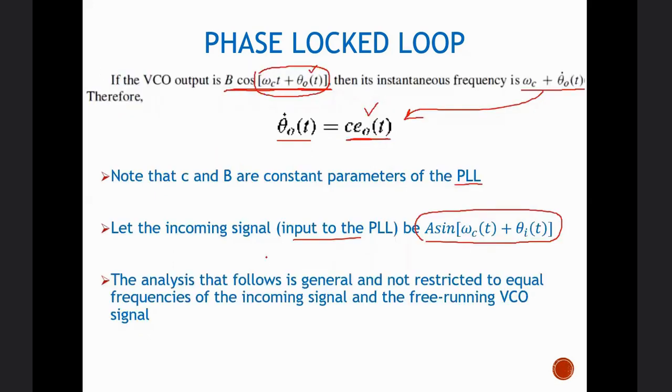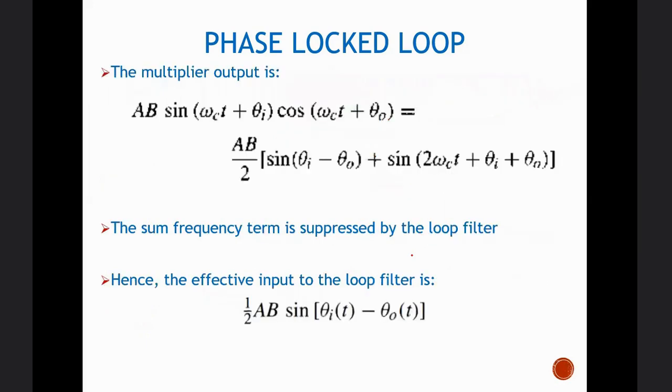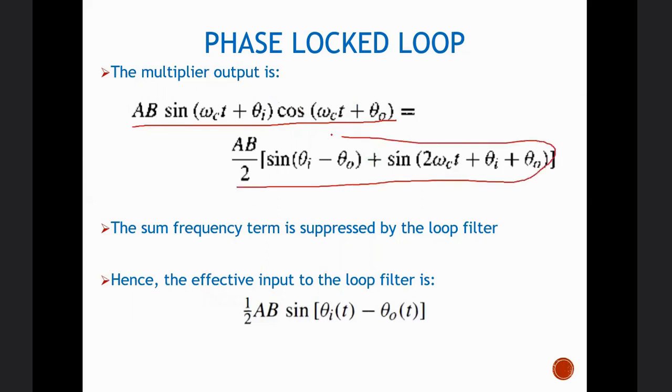Now, the analysis that we'll do after this is just a general analysis and it's applicable to all different scenarios. So after these two are received, we pass them through a multiplier, as you saw in the PLL block diagram. The multiplier output can be written in this form. Here we have a high frequency term, the sum frequency term, which is suppressed by the loop filter.